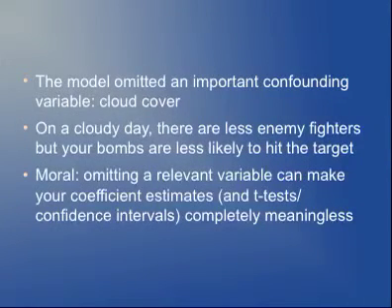Well, if you remember this example from earlier in this class, it left out a really important variable, namely cloud cover. If it's a cloudy day, the enemy can't see you up in the air, so they don't try to shoot you down, but you can't see the target either, so your bombs are all over the place. Once they included a variable for cloud cover in the model, then the coefficient for fighter opposition became negative, as you would expect. The point is, if you forget to include a relevant variable in the model, it can bias your model. In extreme cases, it can make your coefficient estimates and hence your t-tests and confidence intervals completely meaningless.